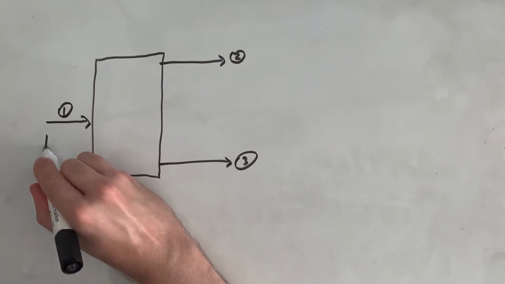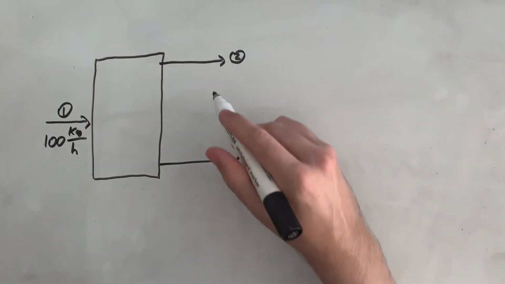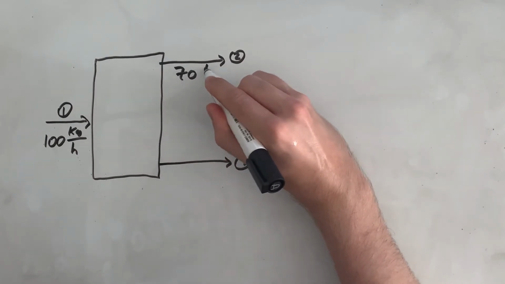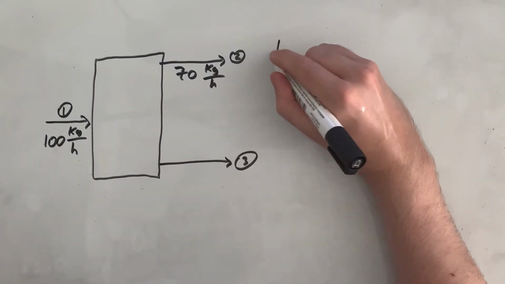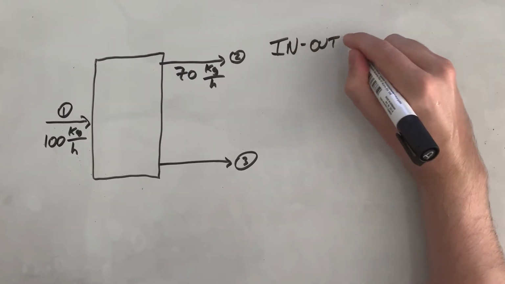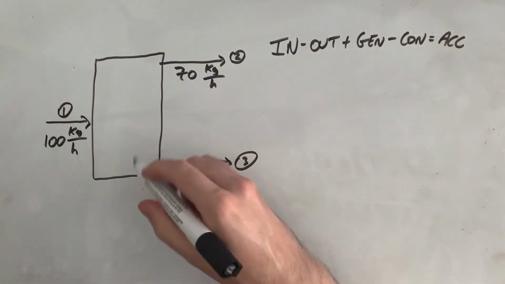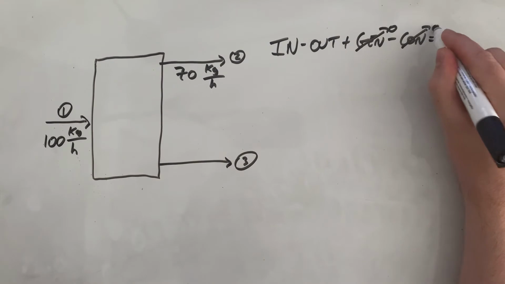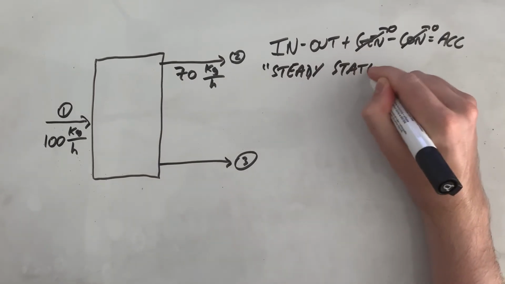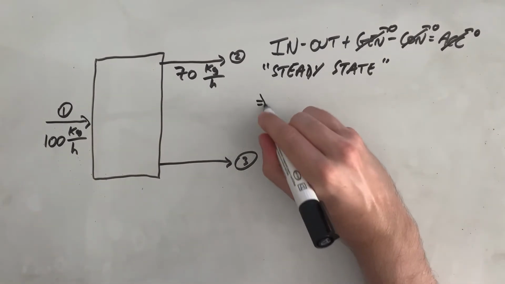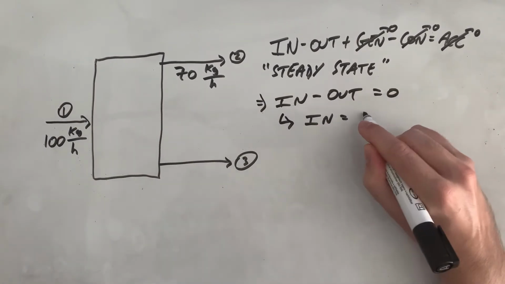And let's say in stream 1 we have 100 kilograms per hour of material coming in, and let's say that stream 2 takes 70 kilograms per hour of that material. Well, we've said before we're considering steady state, so let's go back to our original equation that in minus out plus gen minus con equals acc. So we're assuming there's no reaction, so there's no generation and no consumption, they're both zero. And as we've said before, we're making this steady state assumption, which means that we can say our accumulation is zero, which means our material balance equation reduces to in minus out equals zero, and further in equals out.